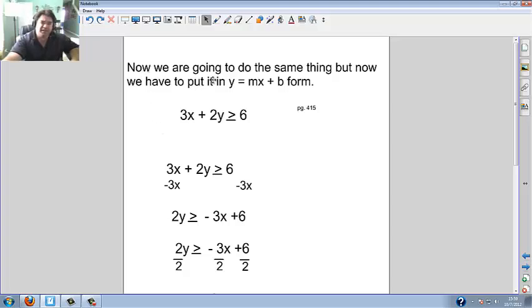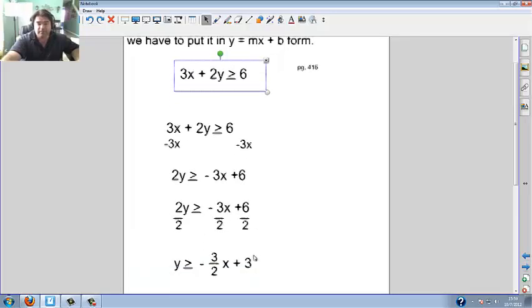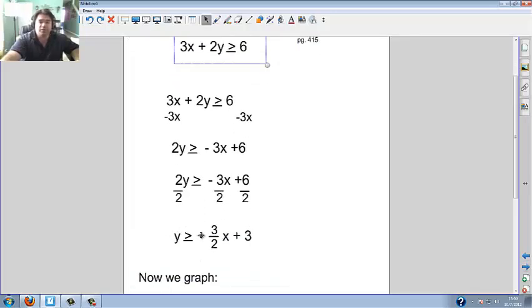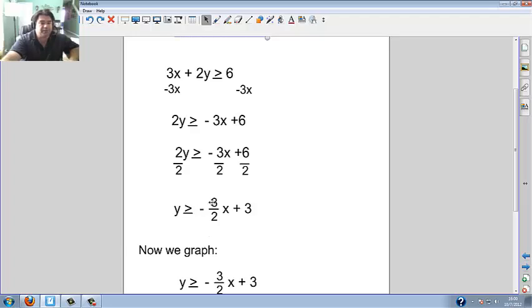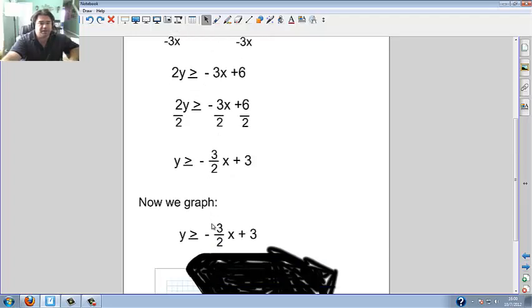And back. Now we're going to do the same thing, but now we have to put this in a y equals mx plus b format. You can also look at page 415 in the Algebra 1 book to help you. Same thing, minus 3x to both sides, so we have minus 3x, then I'm going to divide by 2 on everything. I get y is greater or equal to negative 3 halves x plus 3. You can make it negative 1.5x, but I wouldn't. I would just put negative 3 on top and positive 2 on the bottom.